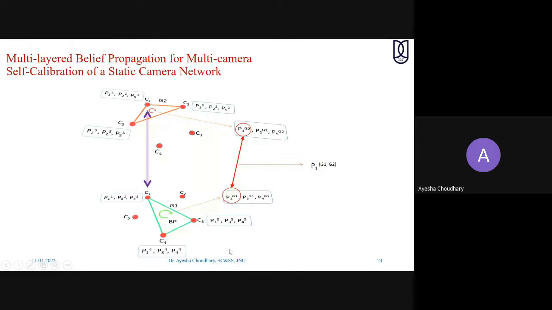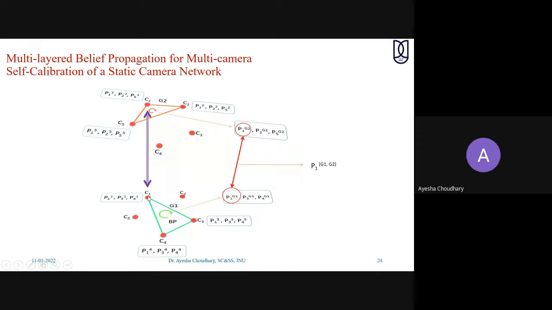This might be easier to understand. This is one clique, and it has 3 cameras, C1, C3 and C4. This does a multi-camera calibration and comes up with an estimate for P1, P3 and P4. This also does a multi-camera calibration and comes up with an estimate for P1, P3, P4. The P's are the camera matrices. And this also does the same computations to come up with an estimate.